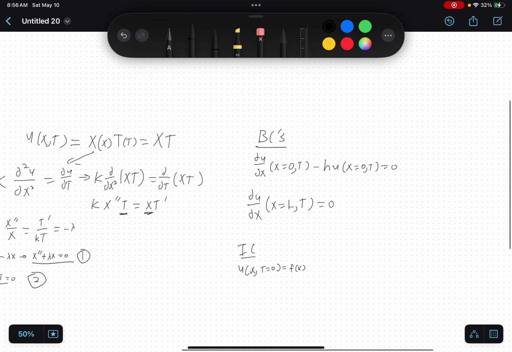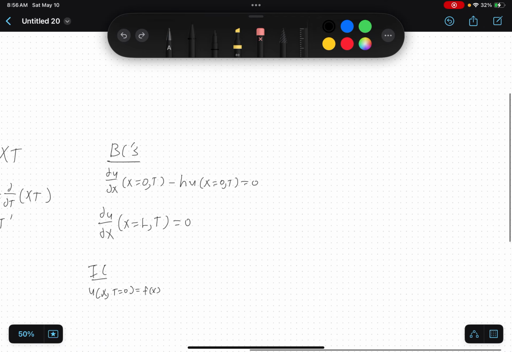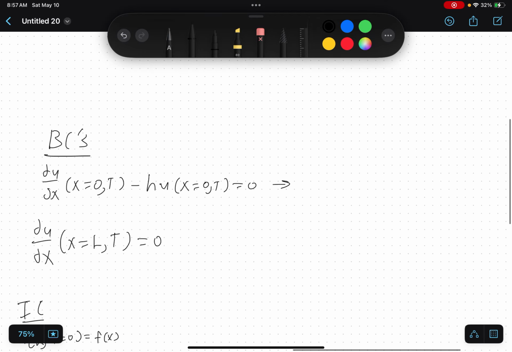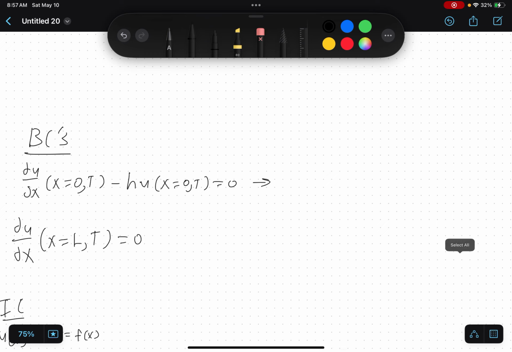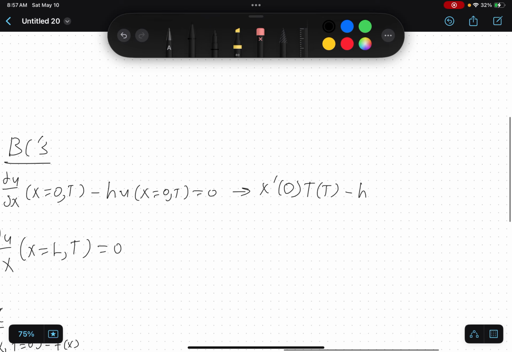Let's go over to our boundary conditions. So we now have to transform our boundary conditions based on this. For this first one, that'll look like x prime at 0 times T at t, minus h x at 0 times T at t, equals 0. Is that right?